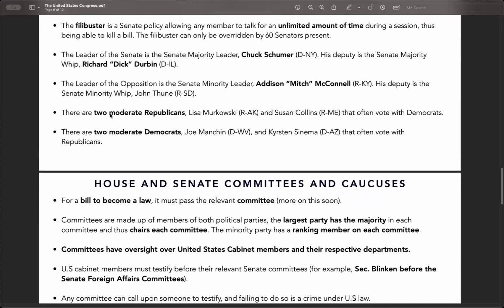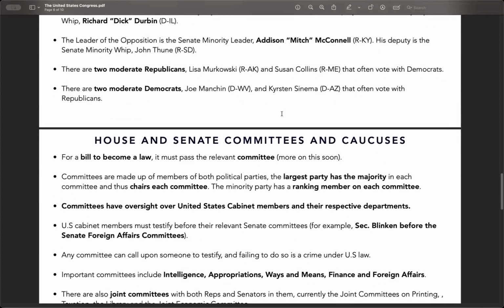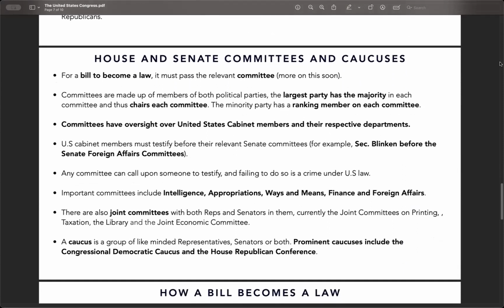2 moderate Republicans, Lisa Murkowski and Susan Collins, often vote with Democrats, and 2 moderate Democrats, Joe Manchin and Kyrsten Sinema, often vote with the Republicans. It's important to note that Joe Manchin is actually retiring, and Kyrsten Sinema is now an independent. And therefore, we don't know what necessarily will happen going forward.